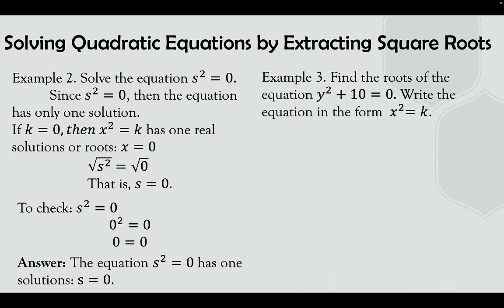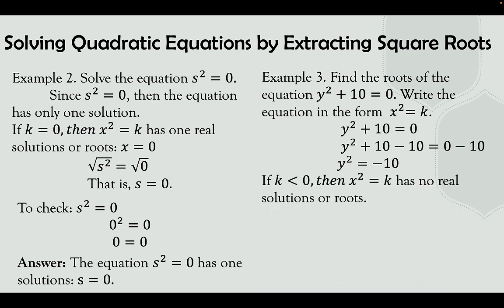Okay, let's try example number 3. To find the roots of the equation y squared plus 10 equals 0, write the equation in the form x squared equals k. So we have y squared plus 10 equals 0. We use the subtraction property of equality. We just need to subtract both sides by 10. So we have y squared equals negative 10.